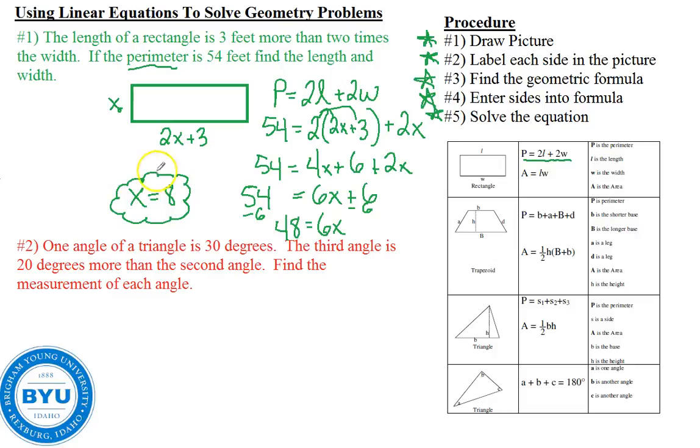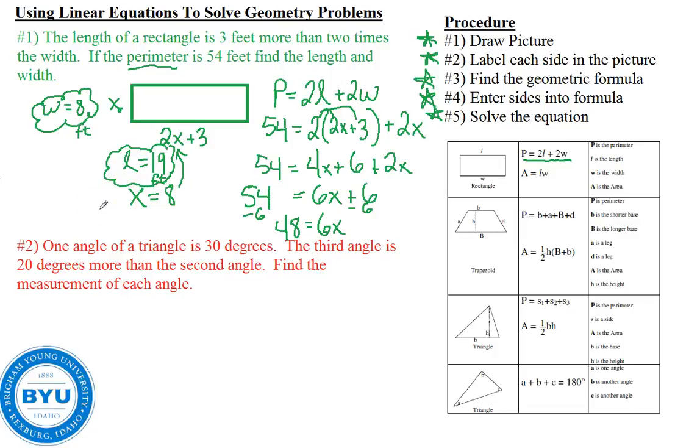Now let's make sure we answer the question. We need to identify the length and the width. 8 is not the answer. So the width is 8 right here. And then to find the length, we're going to need to plug 8 into this x. So it'd be 2 times 8, which is 16, plus 3, and that's 19. You should probably label these as well. This problem is in feet, so our answer is 8 feet and 19 feet.